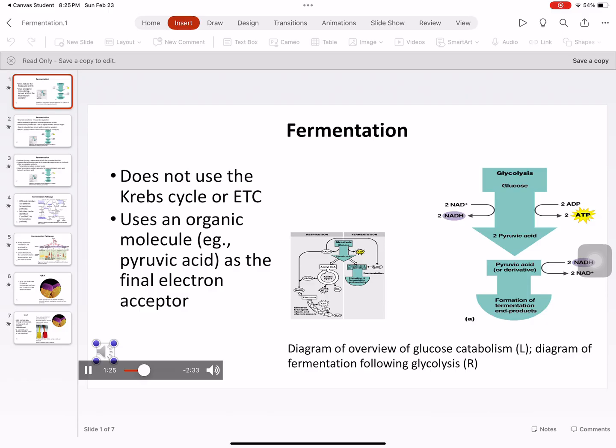This brings us to fermentation, which does not use the Krebs cycle. It does not use an electron transport chain. So now we're going to be talking about what's happening on the right side of our figure, the left panel of that right side figure. What we're going to do in fermentation is use an organic molecule such as pyruvate, pyruvic acid, or a derivative of it as the final electron acceptor, as the terminal electron acceptor.